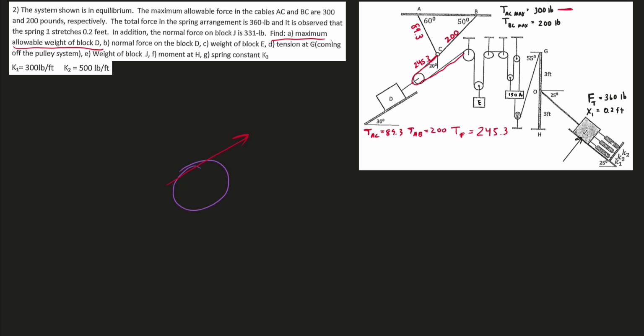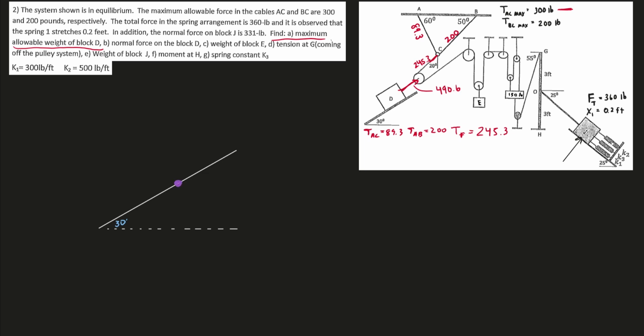We have 245 in this rope going up and 245 here, so that's two 245.3s going up diagonally in the same direction. And for there to be balance, there must be 490.6 pounds going downwards to the left. That's just 245.3 times 2 to get that 490.6. So I know this force right here, 490.6. Alright, perhaps now I can do that free body diagram at D and figure out some stuff.